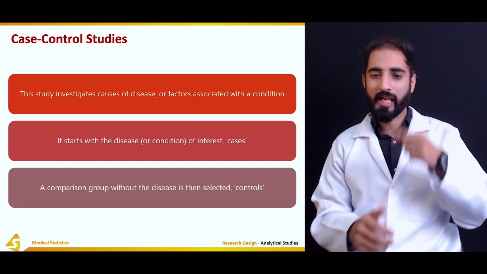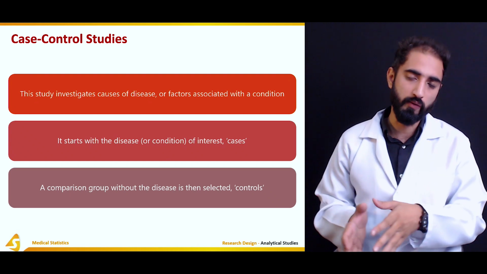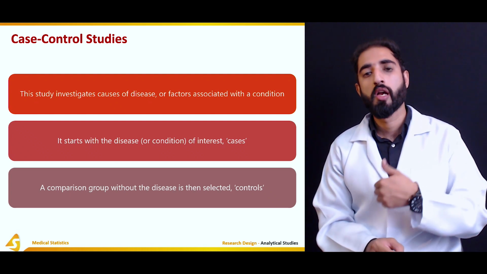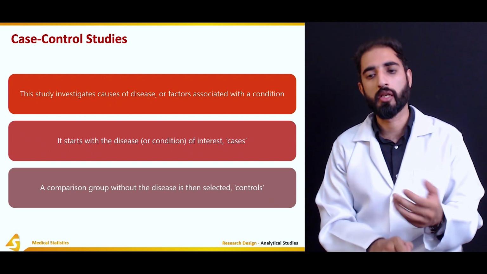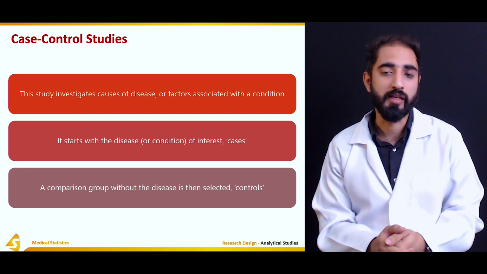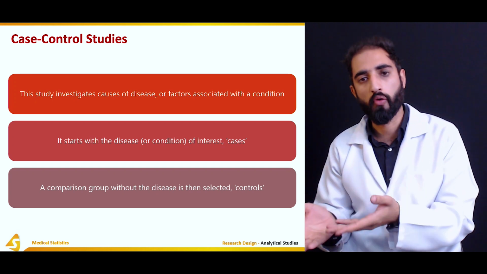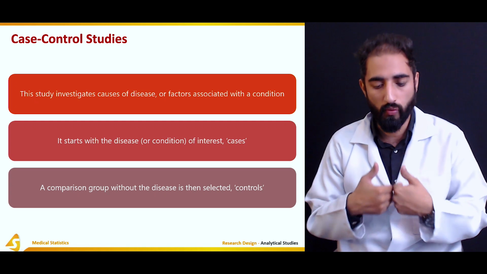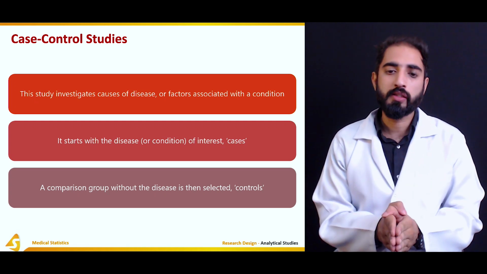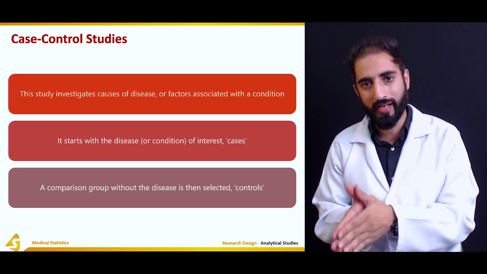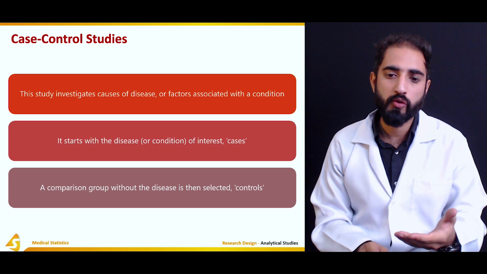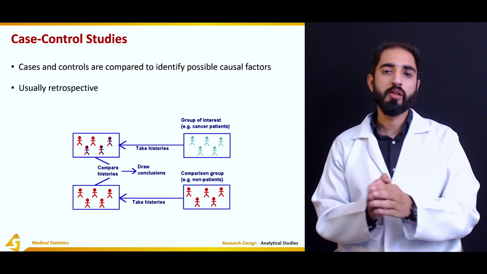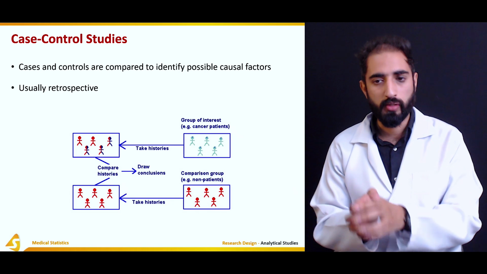Now, case control studies, as the name suggests, have cases, individuals who have a certain condition or disease, and controls who do not have that. This study investigates causes of diseases or factors associated with a condition, also known as risk factors. For example, smoking is a risk factor for lung cancer. This type of study can be used to test such a hypothesis. It starts with the disease or condition of interest, labeled as cases, and a comparison group without the disease, labeled as controls. Cases and controls are compared to identify possible causal factors.